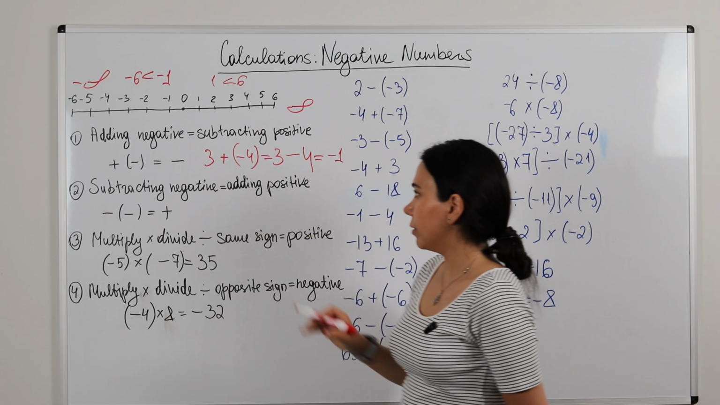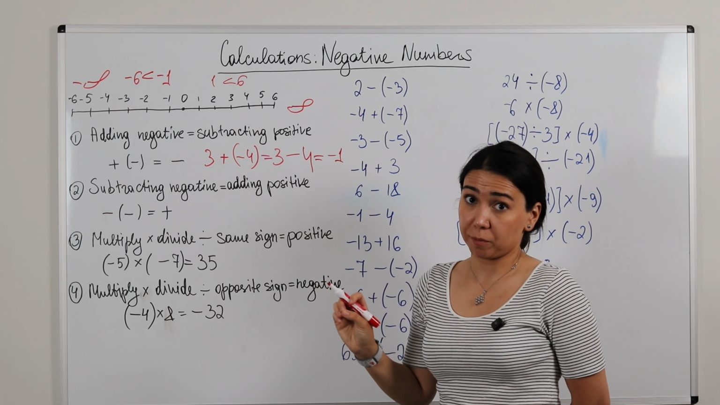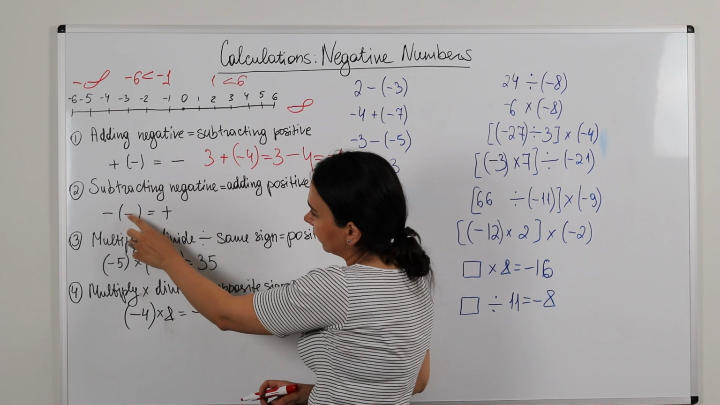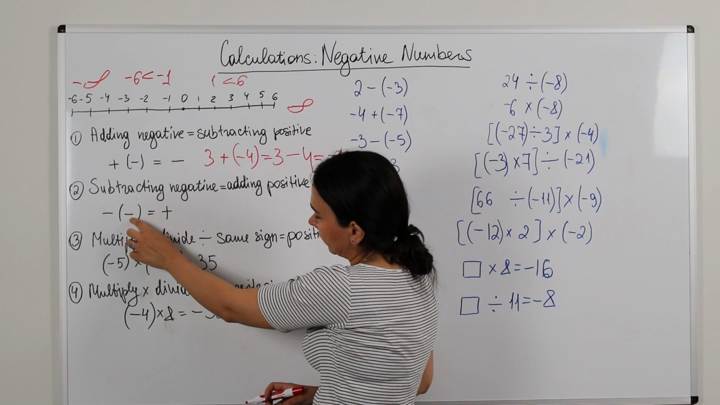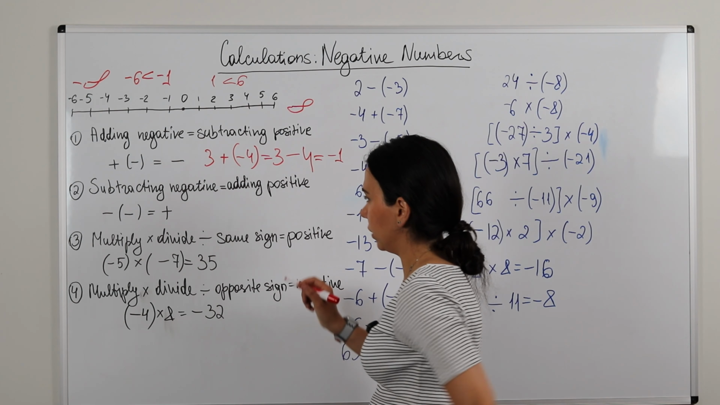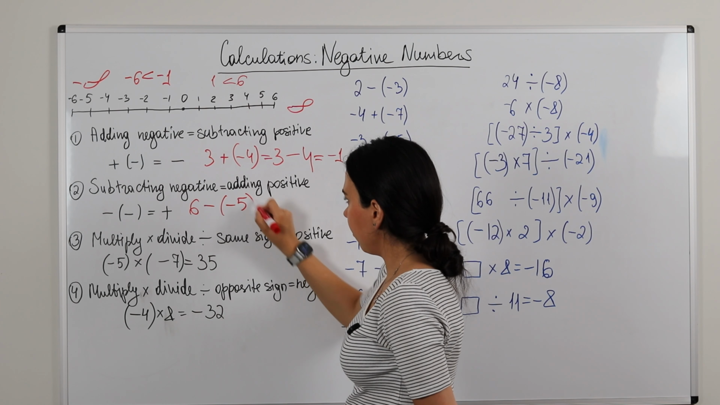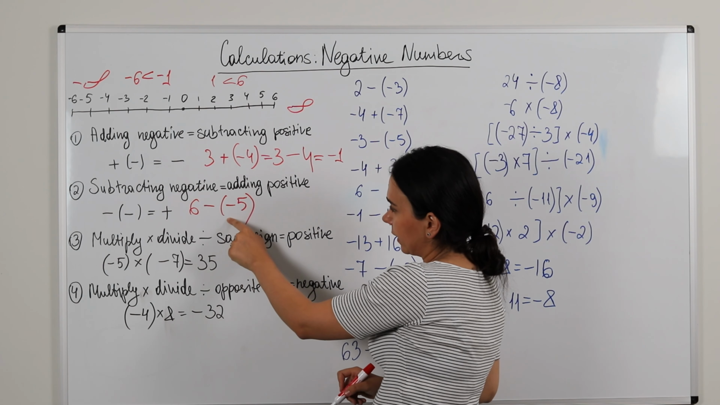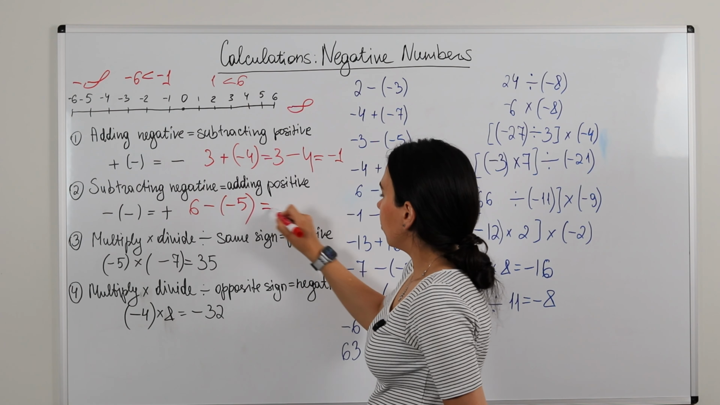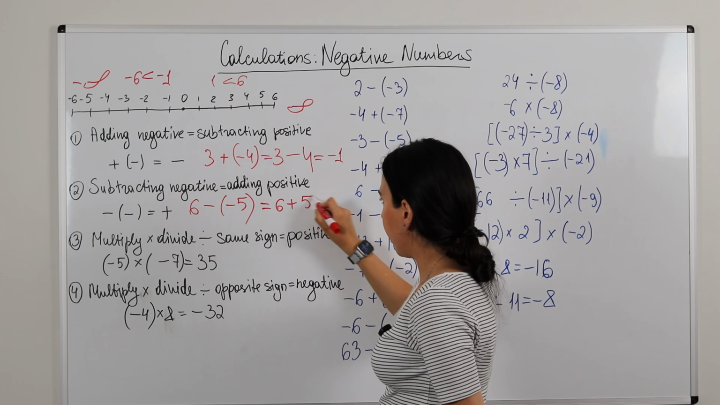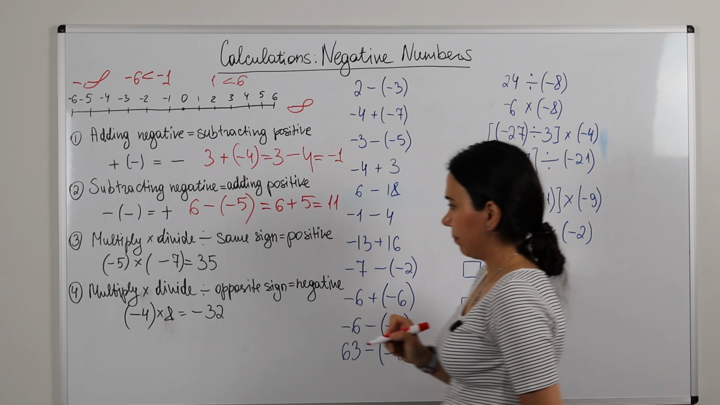Rule 2: subtracting a negative number is the same as adding a positive number. So when we have subtraction of a negative number, minus minus, we get the plus, adding a positive number. For example, 6 minus minus 5, we are subtracting a negative number. We get 6 plus 5, which equals 11.